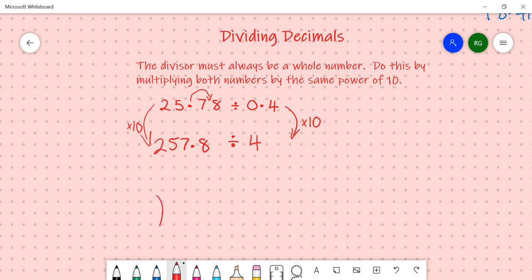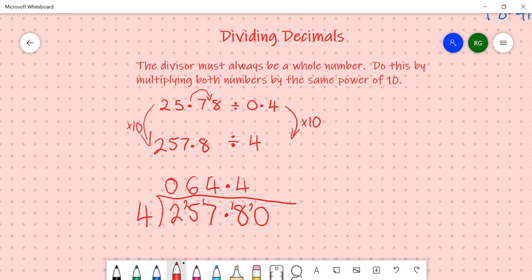Then we can use our division algorithm. So how many times will 4 fit into 257.8? Let's work that out quickly. So 4 is into 25, goes 6 times with a remainder of 1. 4 into 17 goes 4 times with a remainder of 1. 4 is into 18. Don't forget my decimal. Now I can always add an extra 0 because that doesn't actually change the number. 4 into 20 goes 5.